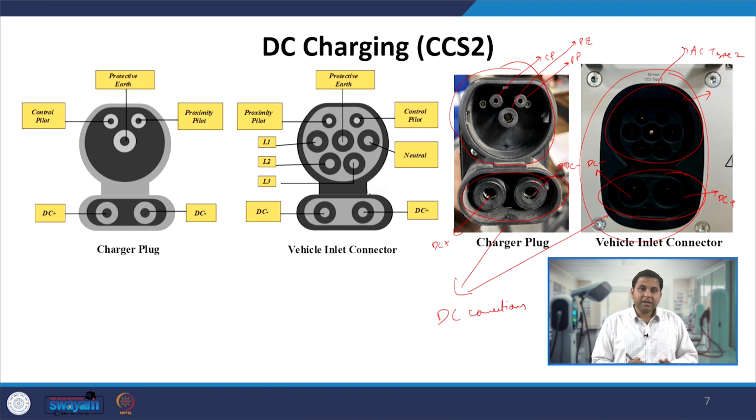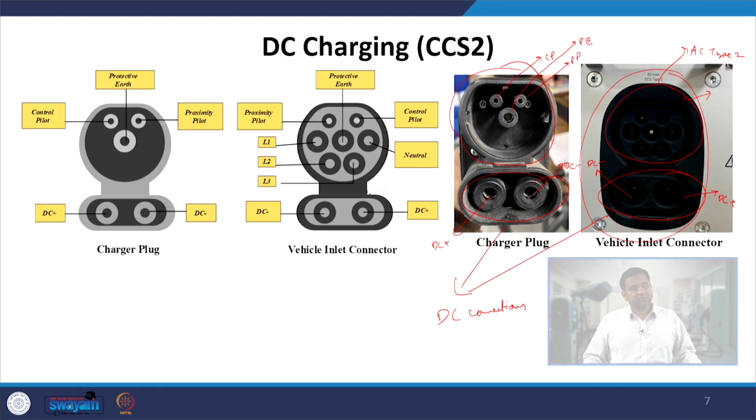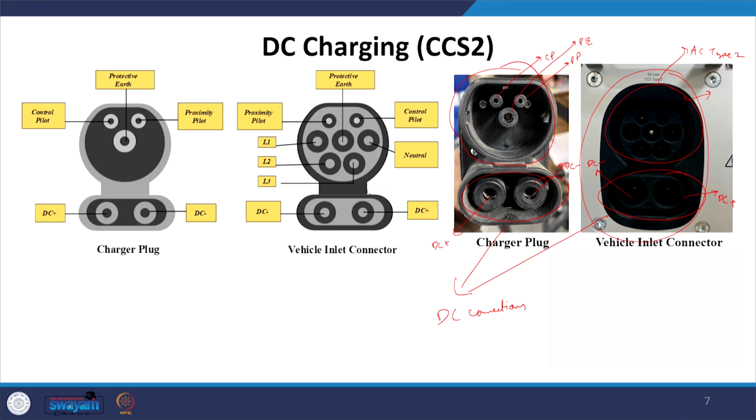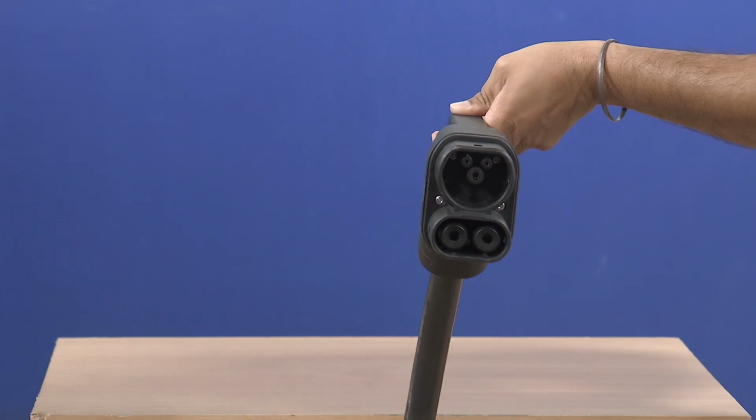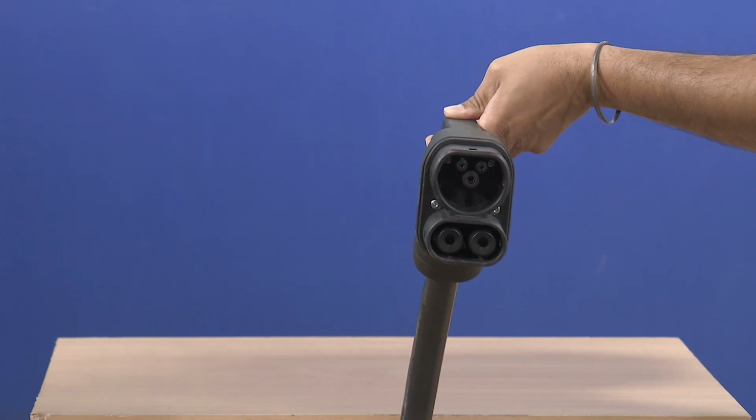So the moment the EVSE puts the duty ratio between 3 to 7%, the EV recognizes that it is the DC CCS2 charger which gets plugged into its vehicle inlet connector. It then has to enable the high level communication, or you can say it has to superimpose the high frequency signals over the 1 kilohertz PWM signal which is coming between the control pilot and the protective earth. So, here we are showing you the charging gun for the DC CCS2 charging system.